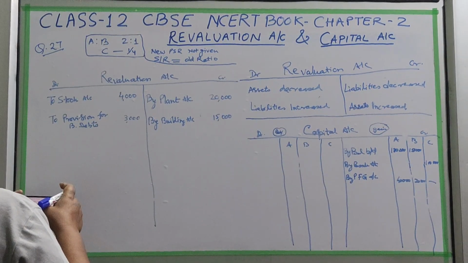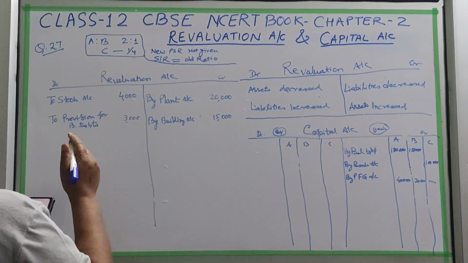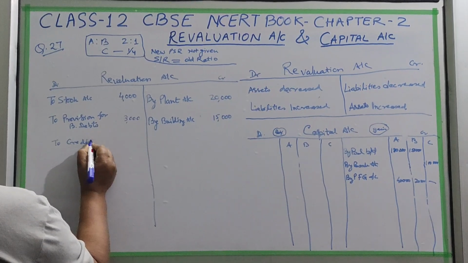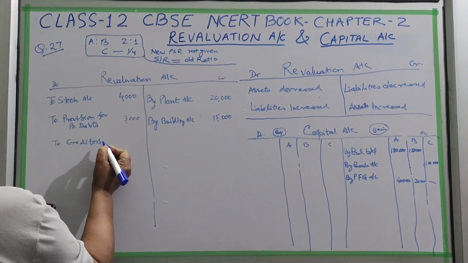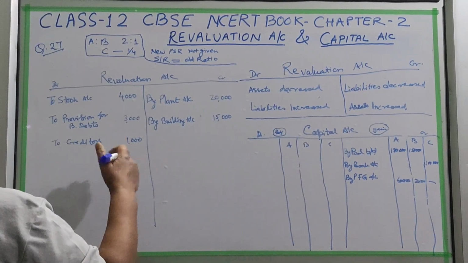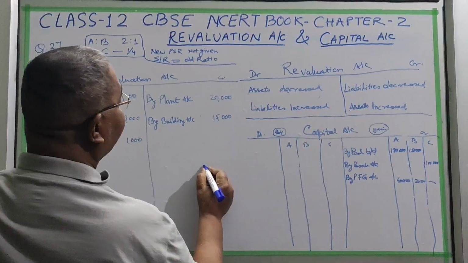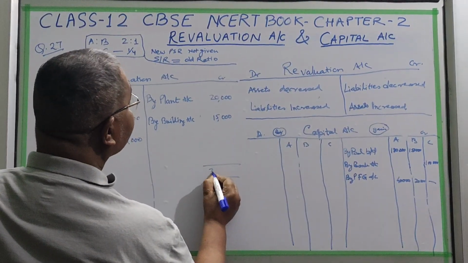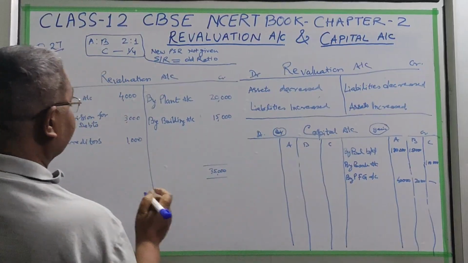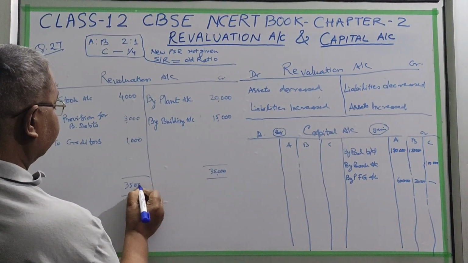And creditors were unrecorded to the extent of 1,000. Creditors now you have to increase. So one creditor, two creditors. One creditor is not recorded. Now you record it by 1,000. So if you make any credit entry, creditors will increase. So here the balance on this side is higher. This side is 35,000. So this total will come to this side, 35,000.